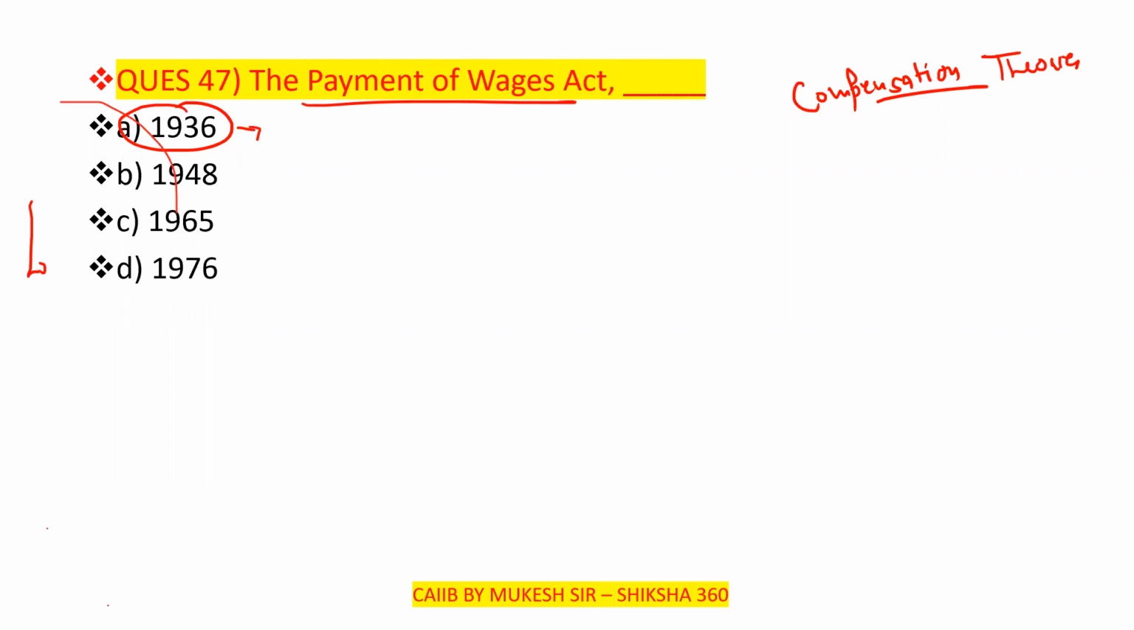Minimum wages. In the next, after 12 years, the next act to come is the Minimum Wages Act 1948. First of all, we are fighting for the payment of wages. After that, we are fighting for the minimum wages. Now we are getting minimum wages.